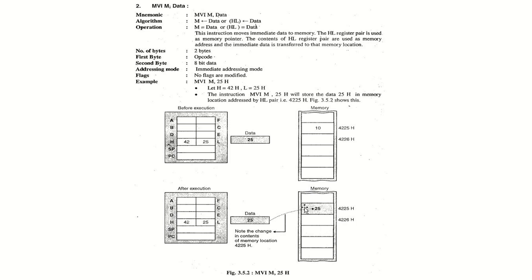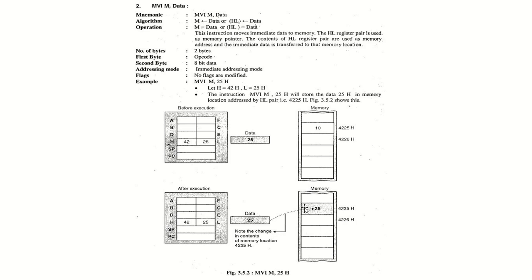print the data in the HL register pair, because the HL register pair is used as a memory pointer here, and the content of the HL register pair is used as the memory address, and the immediate data is transferred to the memory location. Now as it is a 2-byte instruction, the first byte will be the opcode and the other byte would be 8-bit data. And again no flags are being affected, no flags are modified here.